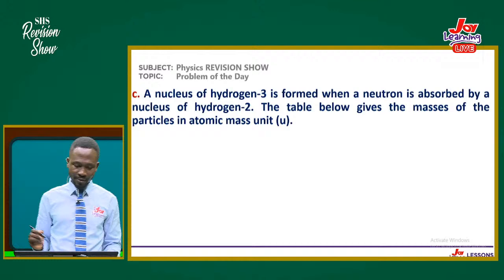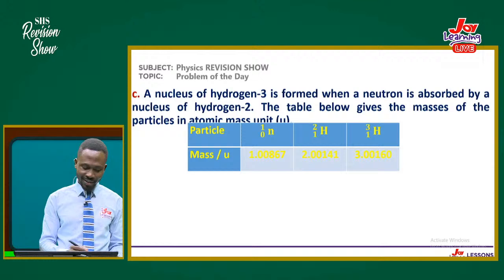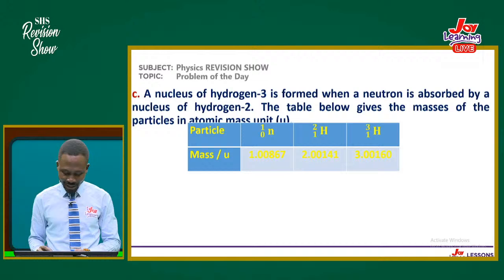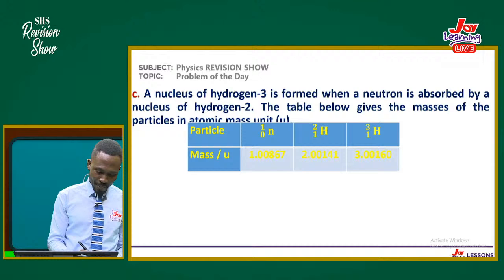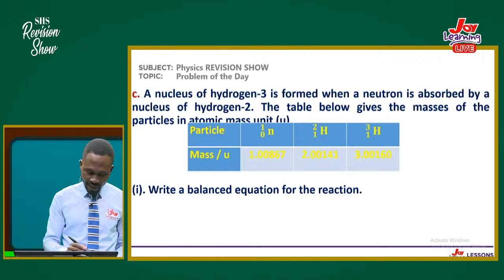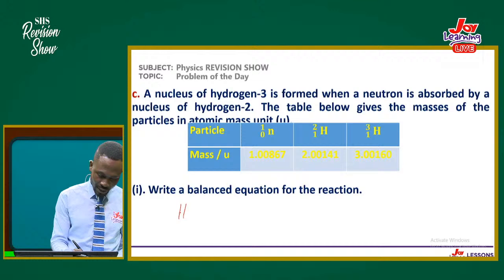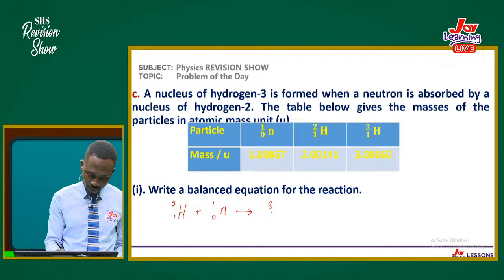So the last question, that one was in table form. Yeah, you have it on the screen now. So we were asked to write a balanced equation for the reaction. I have the balanced equation: capital H, which is hydrogen, with the superscript 2 and the subscript 1, plus a neutron with superscript 1 and subscript 0, and that will give you hydrogen with superscript 3 and subscript 1, plus energy. Your energy will be released. Good, that's perfect.